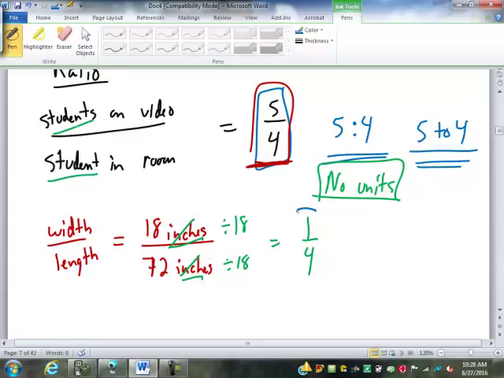Now, like here with this 1 to 4 ratio of width to length, once we have the ratio, the units don't matter. This could be saying, 1 inch of width for every 4 inches of length, or it could be saying 1 centimeter of width for every 4 centimeters of length. The ratio will be the same. Or it could be in feet, 1 foot of width for every 4 feet of length, or 1 meter of width for every 4 meters of length. The units don't matter in a ratio because the units of the two numbers are the same.